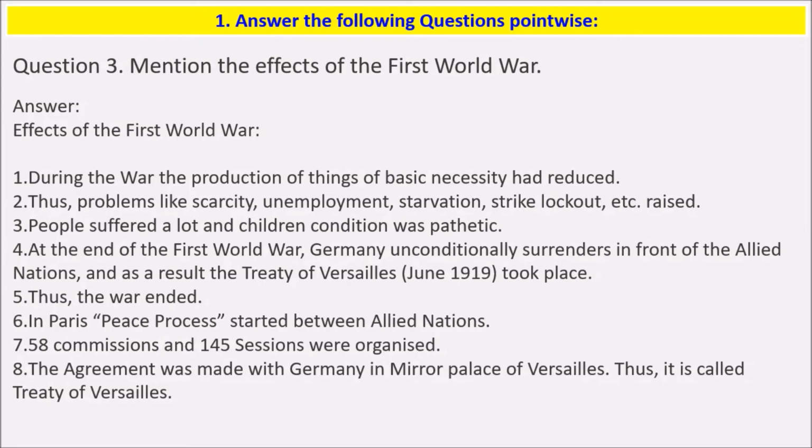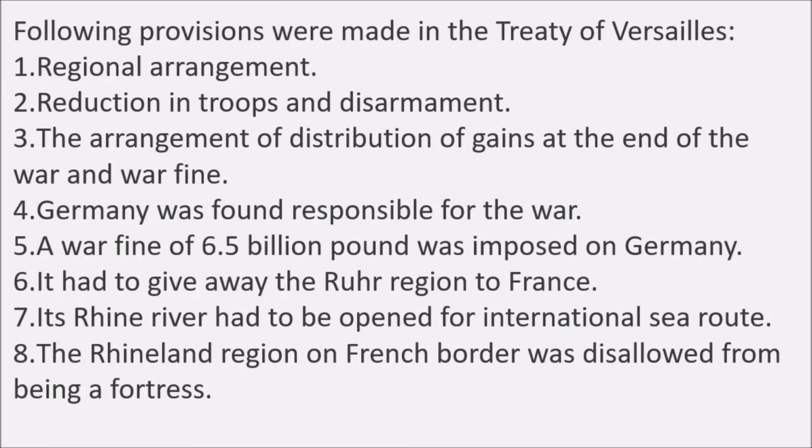58 commissions and 145 sessions were organized. The agreement was made with Germany in the Mirror Palace of Versailles. Thus it is called the Treaty of Versailles. Following provisions were made in the Treaty of Versailles: religion arrangement, reduction in troops and disarmament, the arrangement of distribution of gains at the end of the war, and war fine. Germany was found responsible for the war. A war fine of 6.5 billion pounds was imposed on Germany.